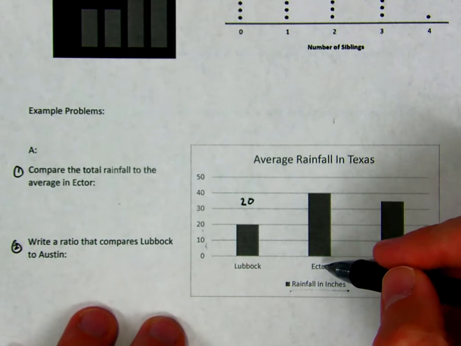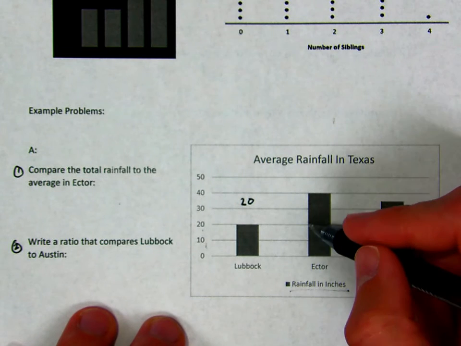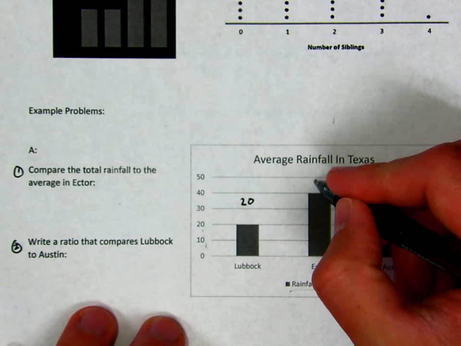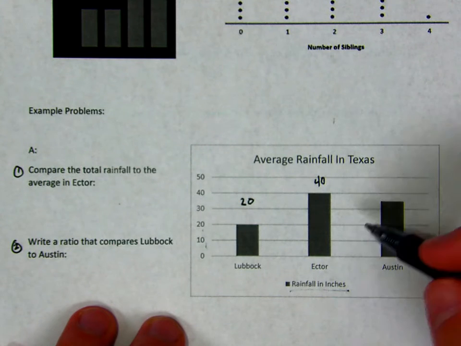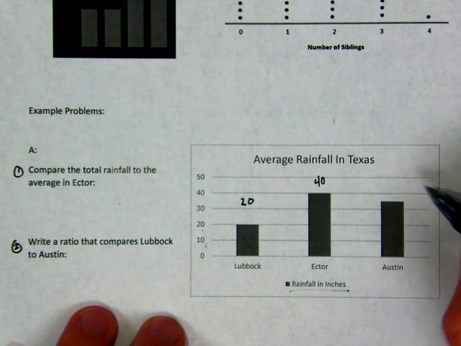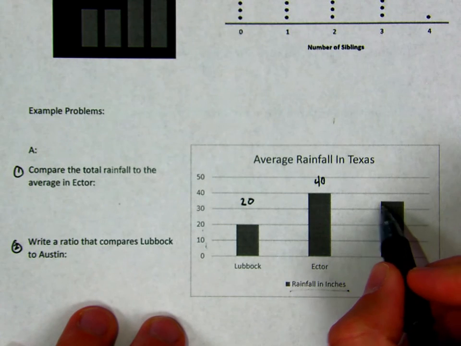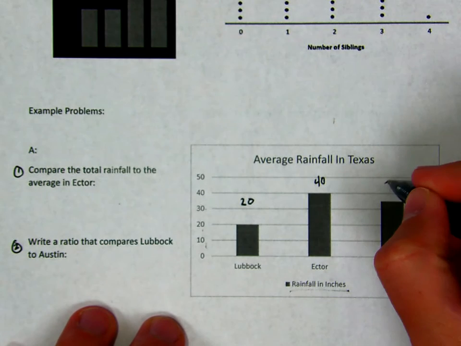Okay, so Ector's rainfall average looks like 10, 20, 30, 40 inches average annually. Okay, in Austin, last one. Austin is 10, 20, 30, and it looks like it goes about halfway between these two lines of 30 and 40. So we're going to call it 35.